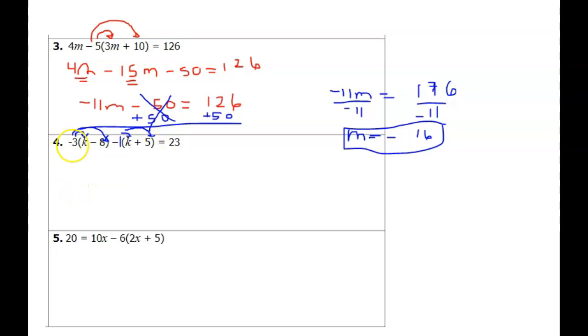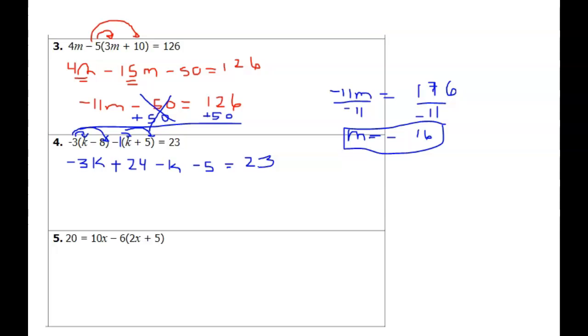Okay, here we go. Negative 3 times k, well, that is negative 3k. Remember, we just put them together. And a negative 3 times a negative 8, well, that is a positive 24. Go to the next one. A negative 1 times k, that's negative k. And a negative 1 times 5, that is negative 5, and it equals 23.